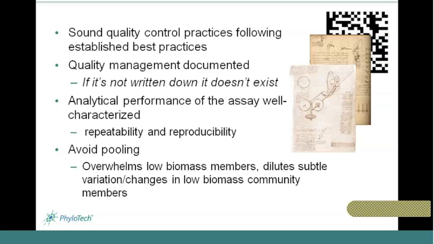The analytical performance of the assay should be well characterized. You want to understand the repeatability and reproducibility of the method. Repeatability simply means if you ran the same sample in the same lab, how close would the results be? If you took the same sample and split it between labs and ran it in two different places, how close would the results be? That's a source of variability.